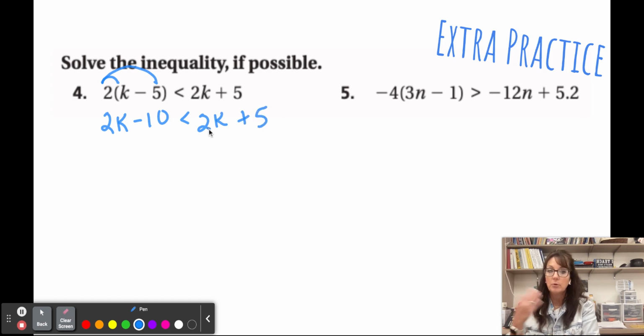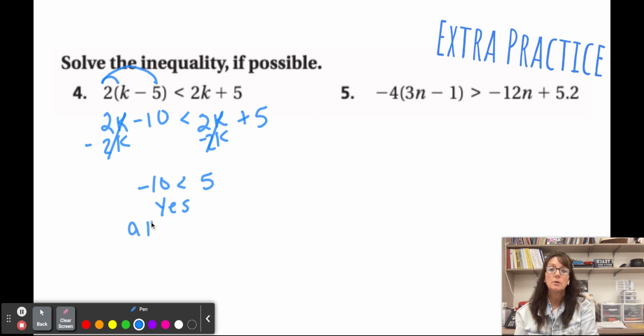We want to, just like with an equation, get the variables on one side and the constants on the other. So I can start by subtracting 2k from both sides of this inequality. 2k minus 2k, I get negative 10 is less than 5. Is this true? Is negative 10 less than 5? Yes, it's true. So I have all real numbers for my solution.